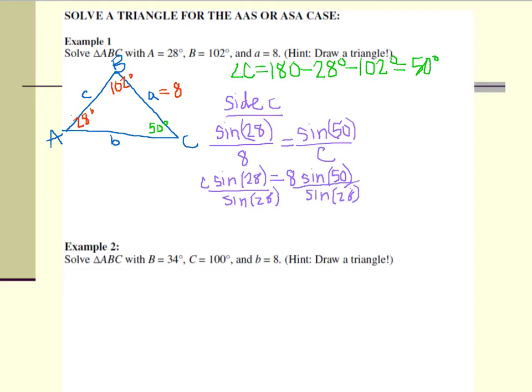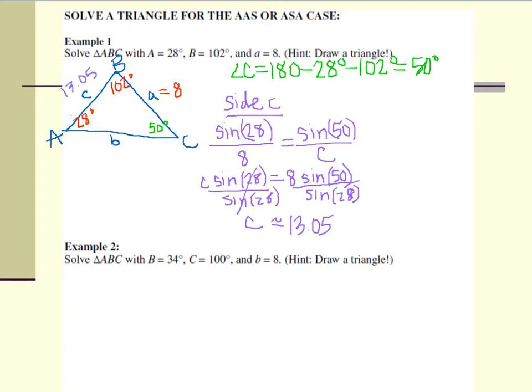And from here, you can just put this into your calculator. So these cancel. c is about equal to, and I'm going to round to 2 decimal places for this one. If you put that in your calculator, which you should to practice, it's about equal to 13.05. So we've now found c, that's 13.05.